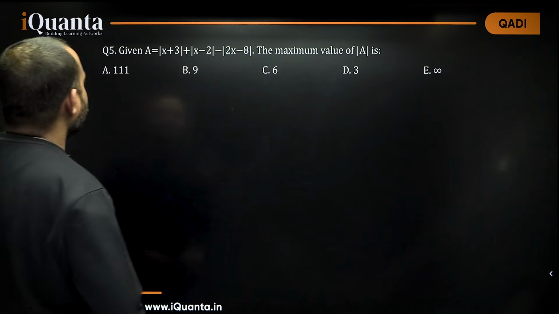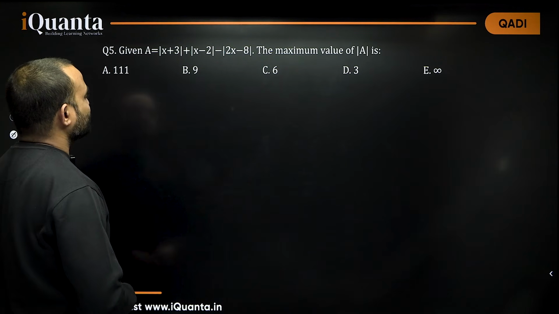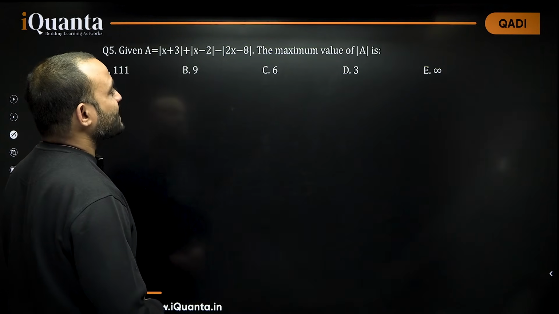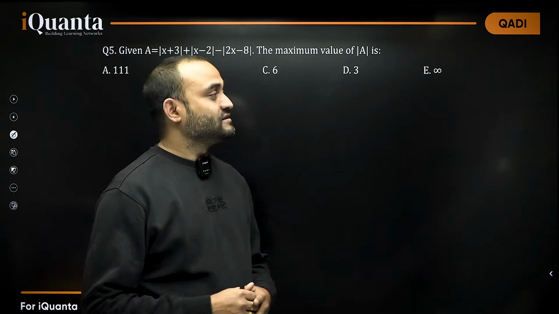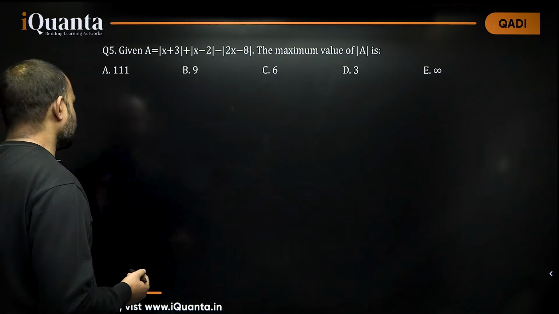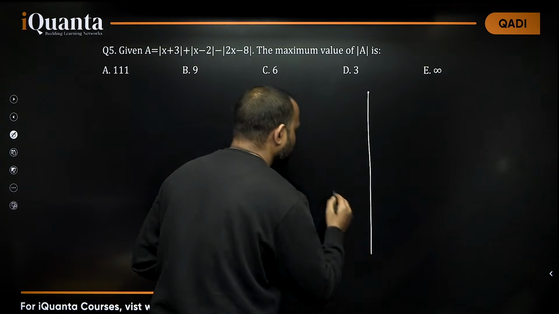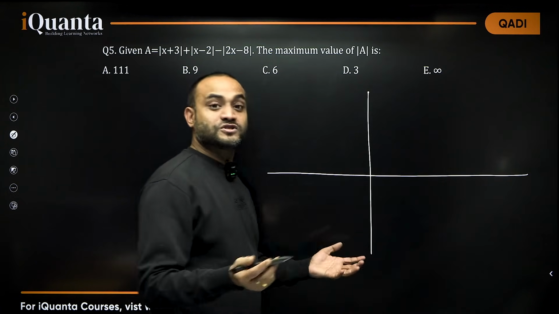Thank you. Given A is equal to mod of x plus 3 plus mod of x minus 2 minus mod of 2x minus 8, the maximum value of mod A is. So to solve these type of questions, you should always be familiar with how to draw the graphs of these, and then you can solve these questions very easily.